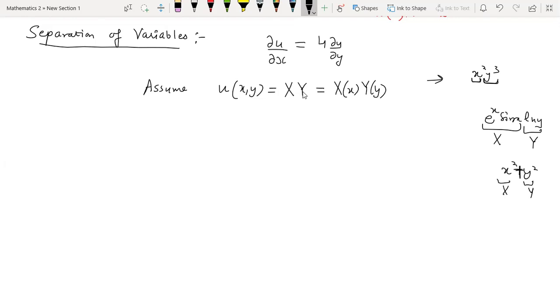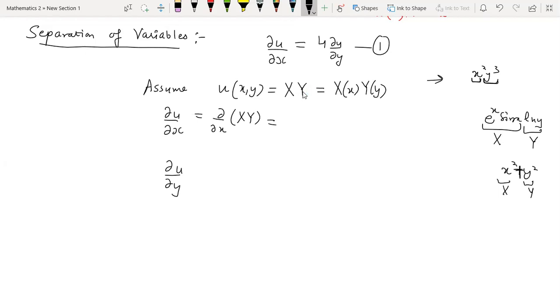So what you do is, say this is your differential equation. To substitute in the given differential equation, I need to have two values, del u by del x and del u by del y. So what is going to be del u by del x? It is del by del x of capital X into capital Y, because now I have substituted my assumption that u is looking like capital X into capital Y.